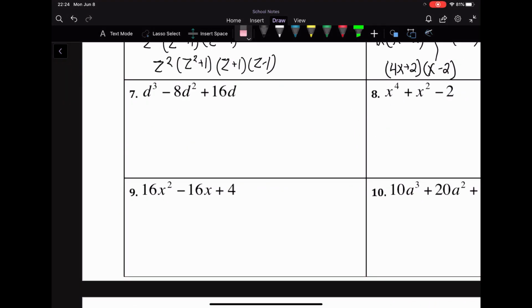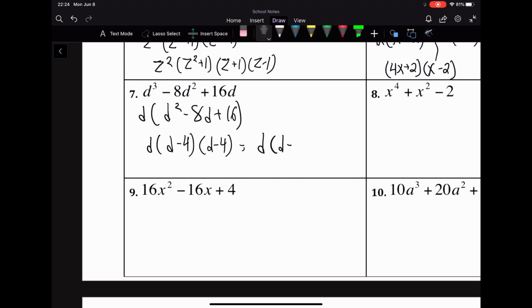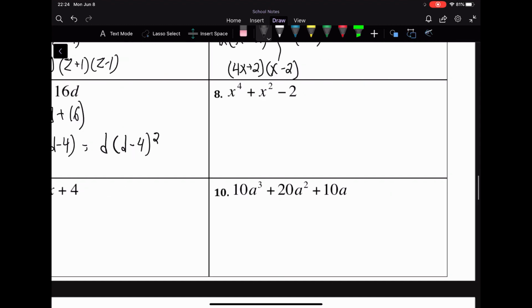Question 7, we're going to start off, we have d cubed, so let's get rid of that first. Let's divide all three of these terms by d because they all have it in them. So we'll have d squared minus 8d plus 16. This is a lot more manageable now. So we'll have d, and what two factors of 16 add up to negative 8? We're going to have d minus 4 times d minus 4. And equivalently, you could say d and then d minus 4 squared. That square is going to be on the outside of it.